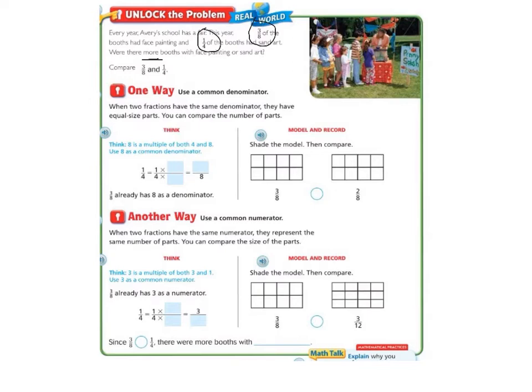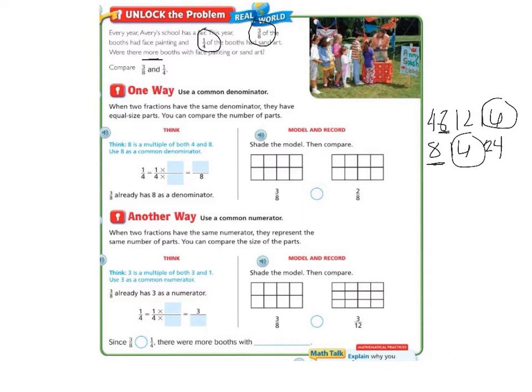So one way we can do this is by using a common denominator. Well, first off, we want to think, what do 4 and 8 have in common? Well, we can make a list to find that out. So 4, 8, 12, 16, counting by 4s, and then counting by 8s, 8, 16, 24. Okay, so they have in common the number 16, but they also have in common the number 8. So let's use 8 because it's smaller.